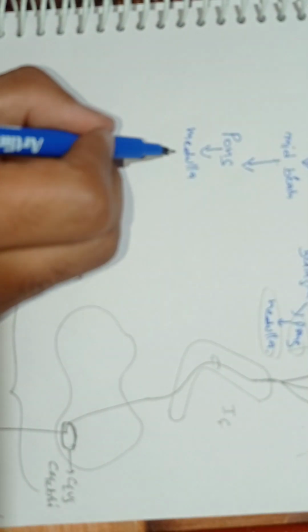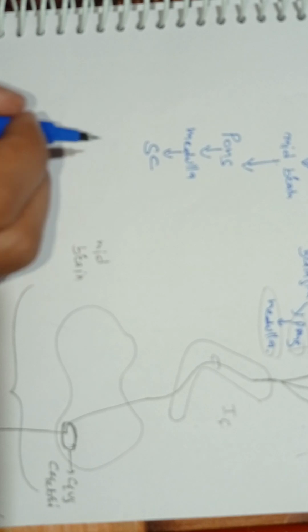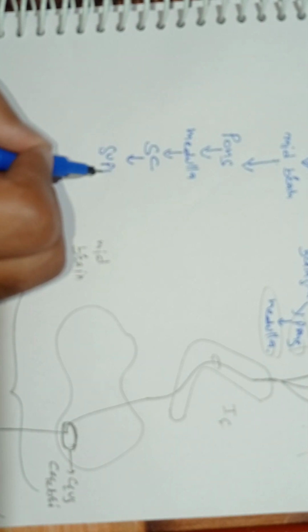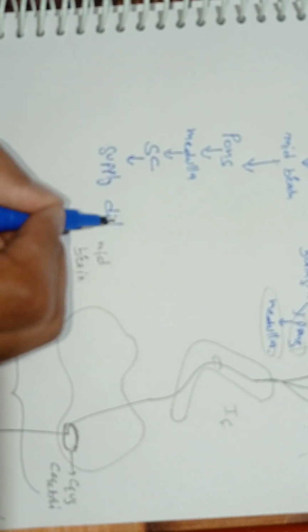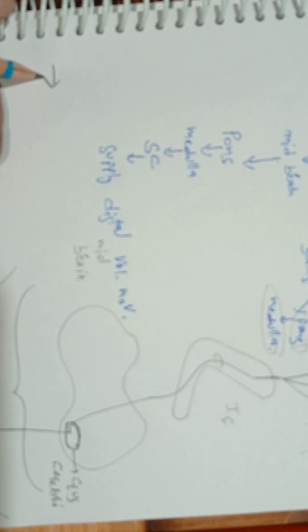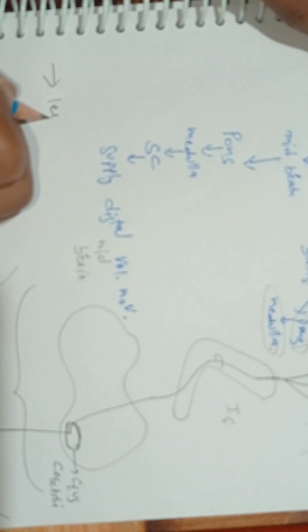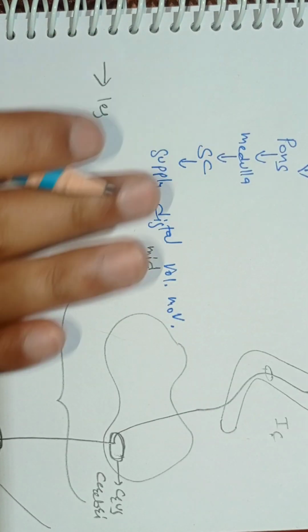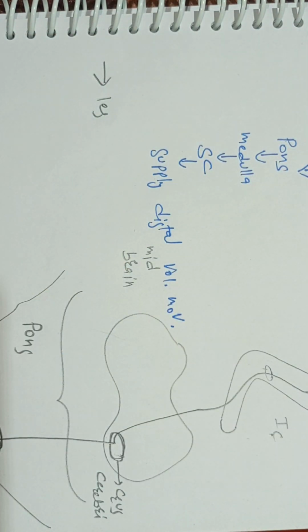So from the medulla they go to the spinal cord. Then they supply the distal voluntary movements. Clearly. Now, another point, last 2 points. But before we talk about these 2 points, we will look at the diagram of the corticospinal tract.